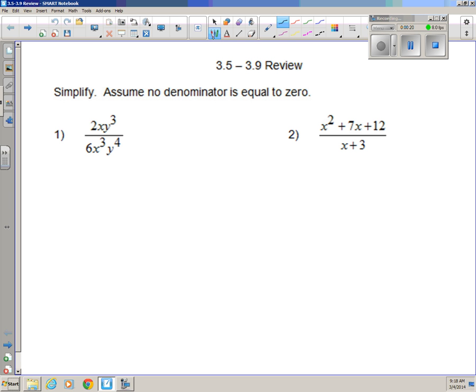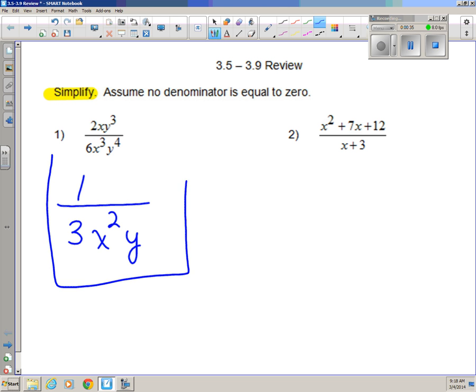That's it. Okay, so this first thing is just a basic fraction. There's nothing to multiply, nothing to divide, nothing to add. So you're just going to simplify and say, okay, well, I've got 2 divided by 6, which becomes 1/3. I've got more x's on the bottom by 2. I've got more y's on the bottom by 1. And now I'm done.